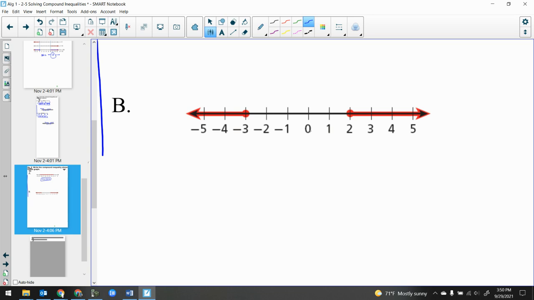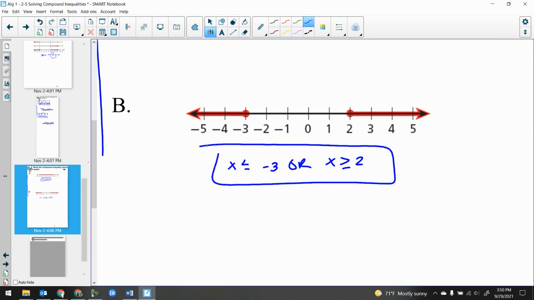Now, for the or problems, and we know this is an or because they point out, I write the word or in the middle, and I write them as 2 separate inequalities, just like they're 2 separate pieces. X is greater than or equal to 2. And this is x is less than or equal to -3. There it is. We know we put the or equal to's because they are closed dots. I know this one points to the left, so this is a less than symbol. This one points to the right, so this is a greater than symbol. And we're done.